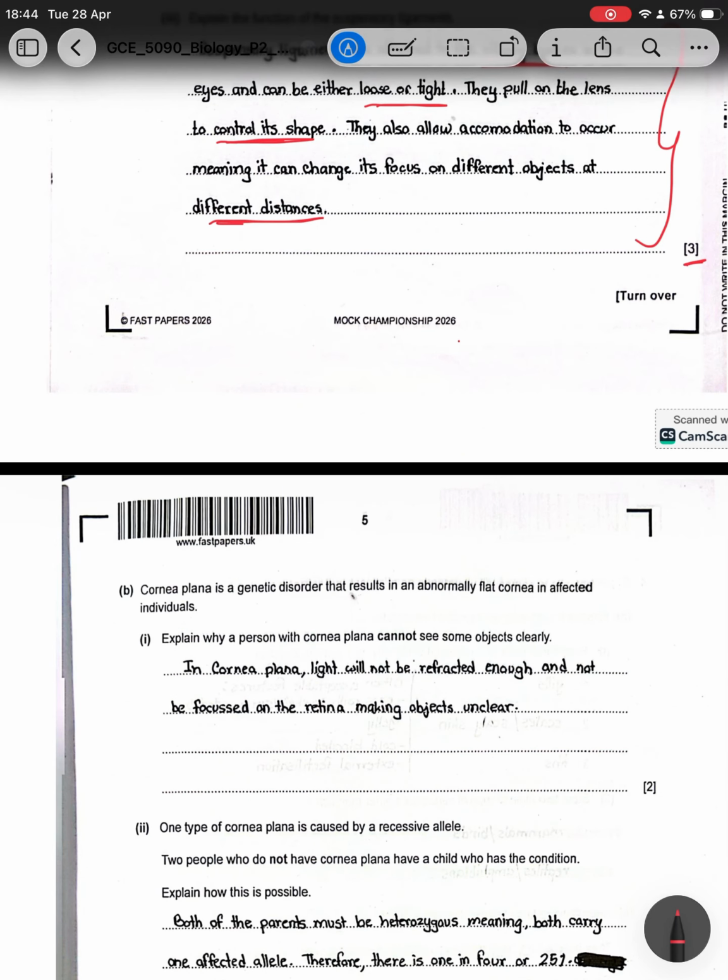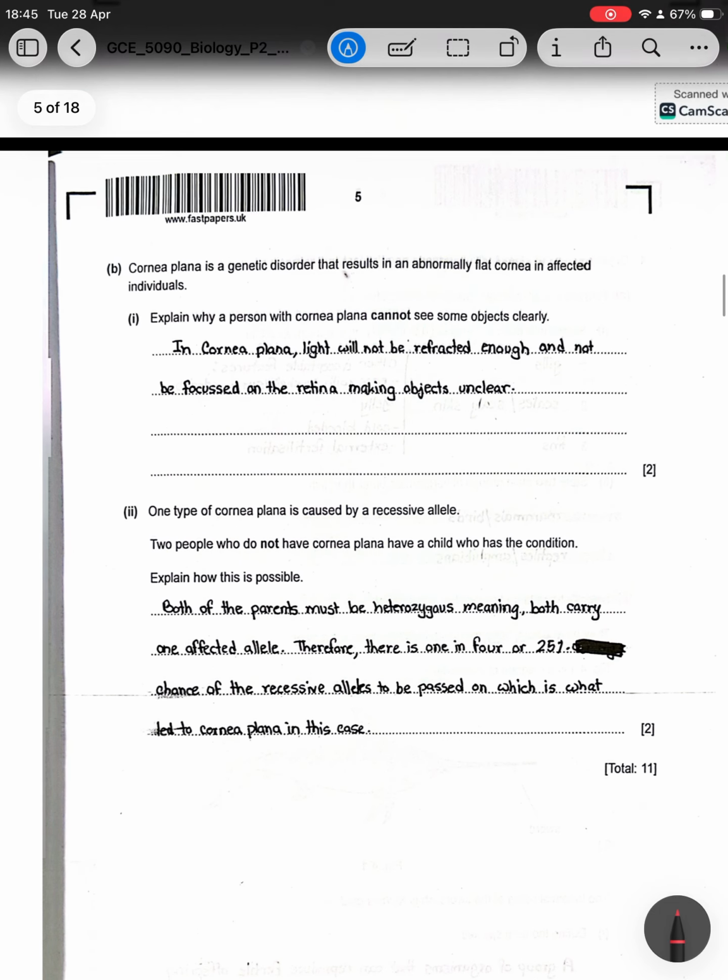In B it says cornea plana is a genetic disorder that results in an abnormally flat cornea in affected individuals. So B1, explain why a person with cornea plana cannot see some objects clearly. What a cornea does is it refracts light and creates an image. In this disorder, the light will not be refracted enough and not be focused on the retina, making objects unclear. So the image being formed is not as clear as it normally would be.